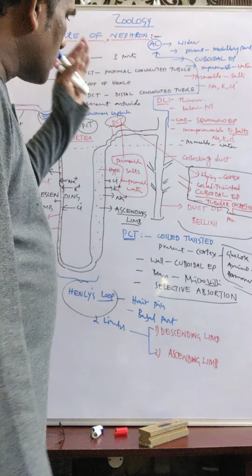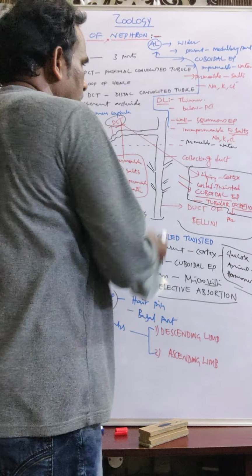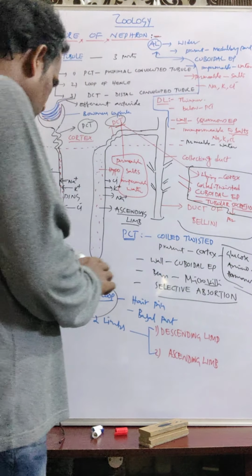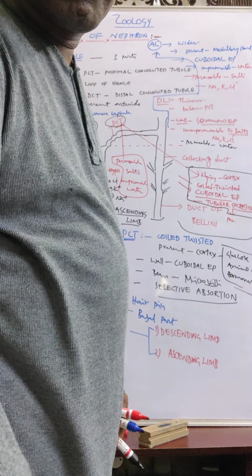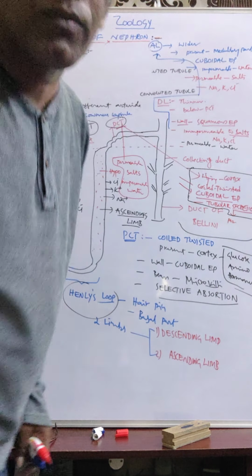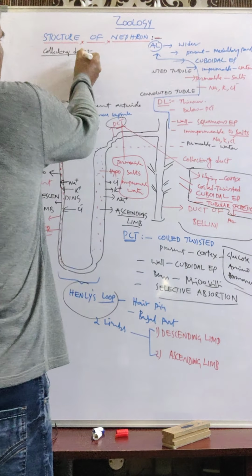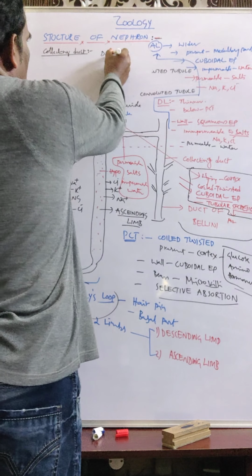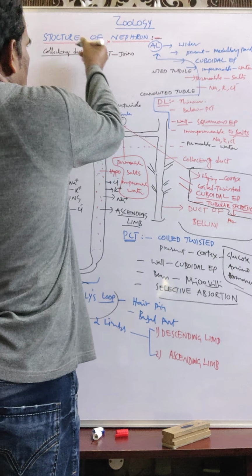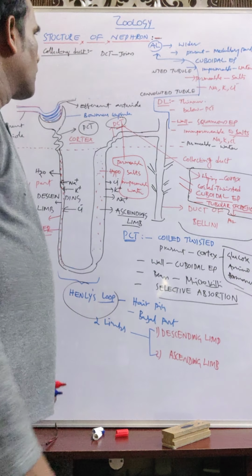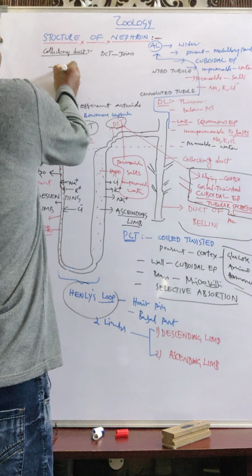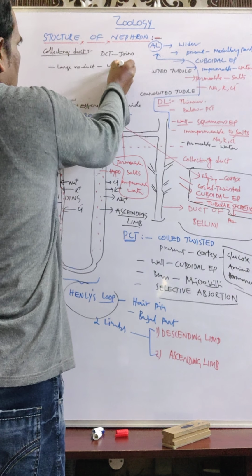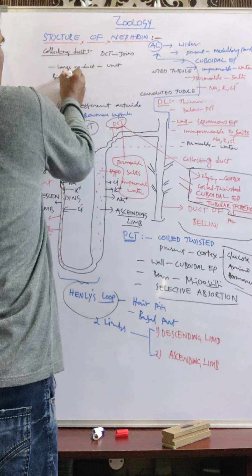And coming to the next one, called the collecting duct. Now the DCT opens into a collecting duct. The collecting duct is present again in the medullary part of the nephron. So the DCT, the distal convoluted tubule, joins the collecting ducts, and a large number of ducts open, unite, and form a big duct.